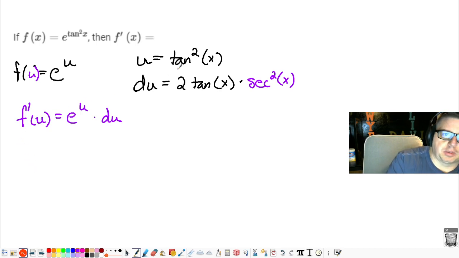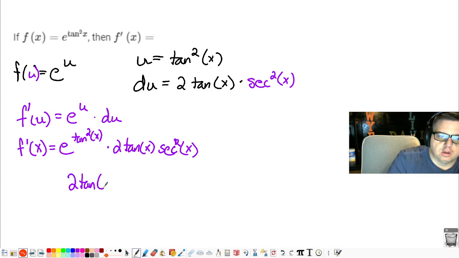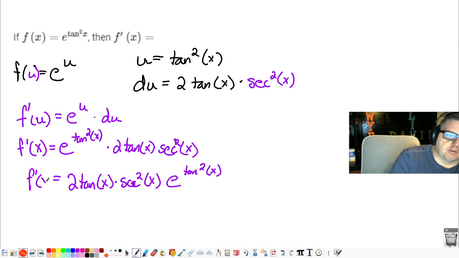So when I do that, let's plug our u back in. So our u is going to go back to our x. Our u value is tangent squared x times du, which is 2 tangent x secant squared x. And I did say this earlier too, if they don't want you to confuse the exponent with the rest of it, they probably will give you 2 tangent x times secant squared x, then e to the tangent squared x equals f prime of x.